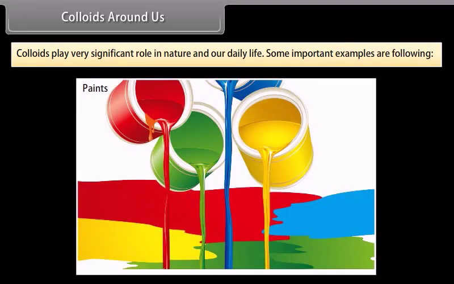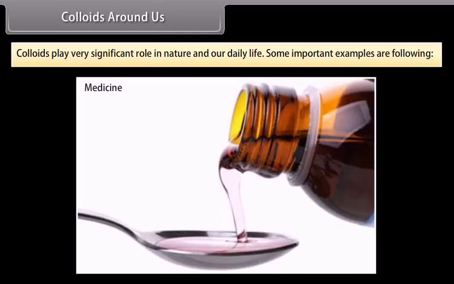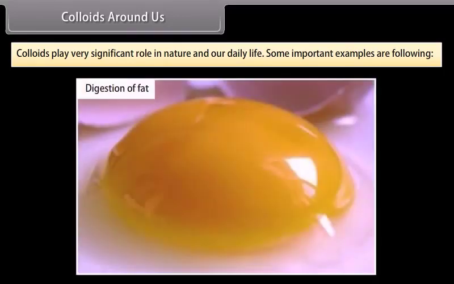Paints. All paints are colloidal dispersions of solid pigments in a liquid medium. Medicines. Many medicines are colloidal in nature. The medicines in colloidal form are easily absorbed by body tissues and are more effective. Digestion of fats. The digestion of fats is aided by emulsification.